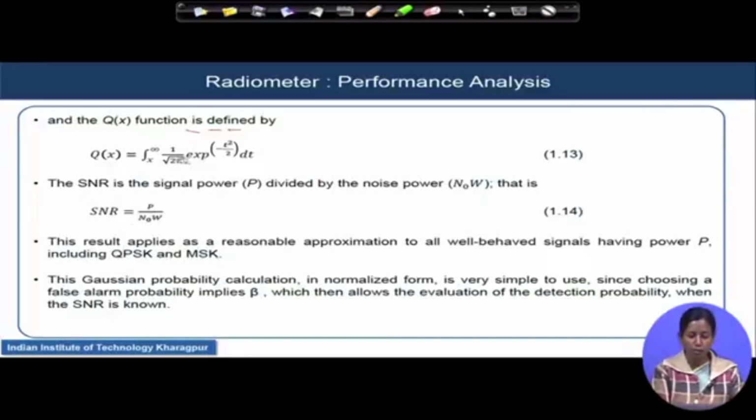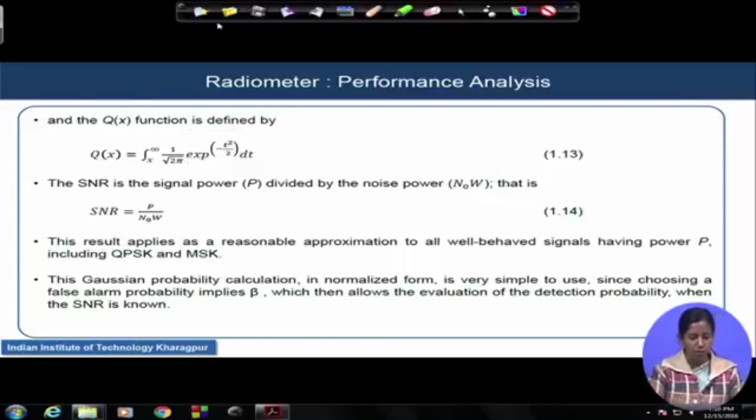A Q function, we understand, is a classical formula by which it will be given. Also, this reasonable approximation holds good if the signal power is well behaved, including the kind of modulation schemes of MFSK, MSK and QPSK. And this Gaussian probability calculation, in the normalized form, is very simple to use.